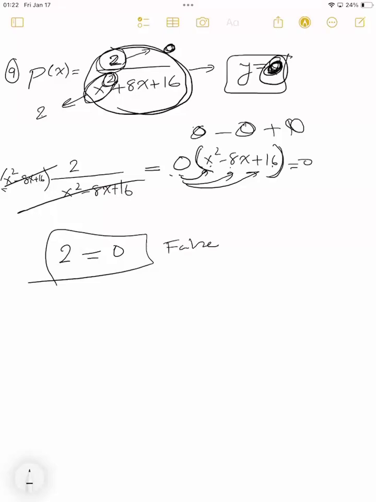So when it asks, does the graph cross the horizontal asymptote, you say no. We do have a horizontal asymptote, y equal to 0, but the graph doesn't cross the horizontal asymptote.